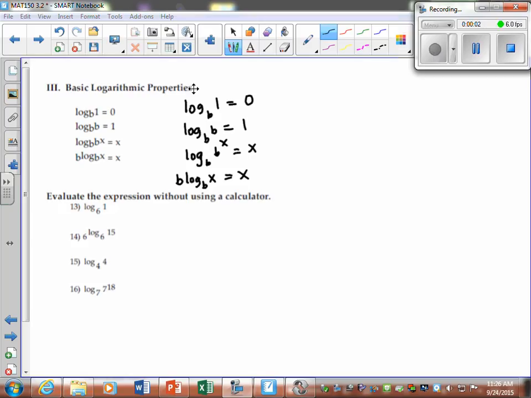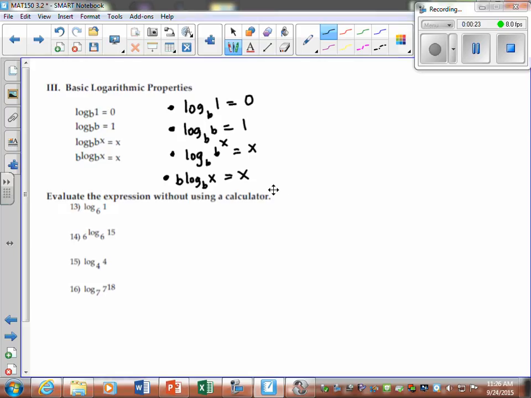Alright, let's look at some basic logarithmic properties. It's hard to see exactly where they are, so I tried to rewrite them here. This is the first one, second one, third one, fourth one. In particular, this is log base b of b to the x power. The rest of them you can see.